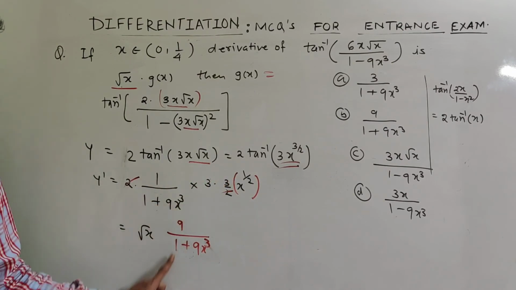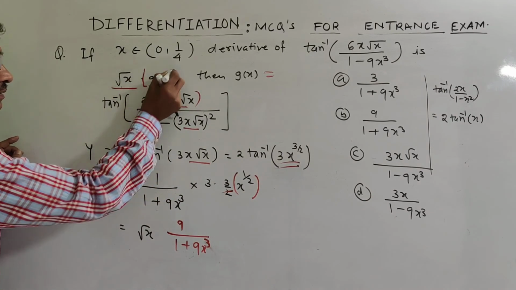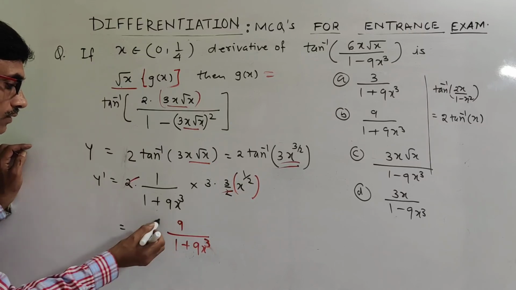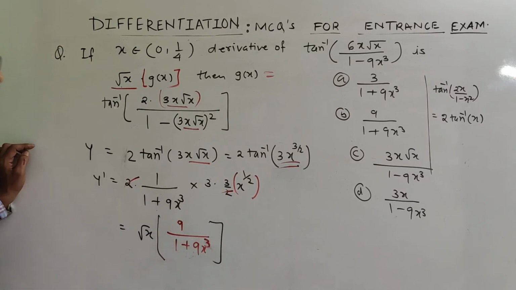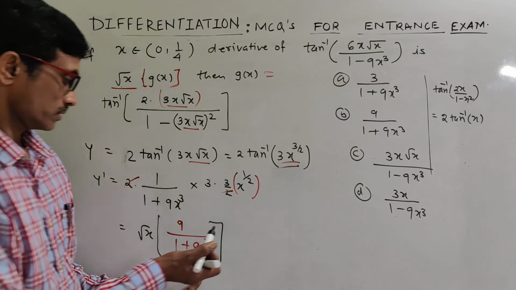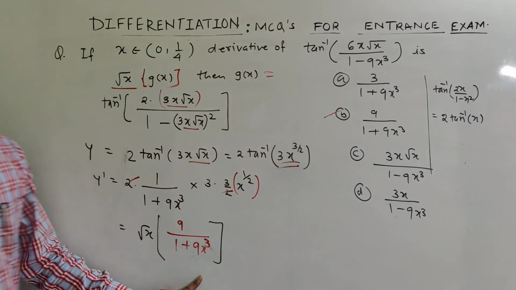So clearly g of x must be equal to 9 upon 1 plus 9x cube. So 9 upon 1 plus 9x cube is this; option B is the correct option.